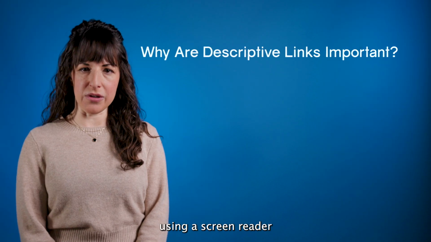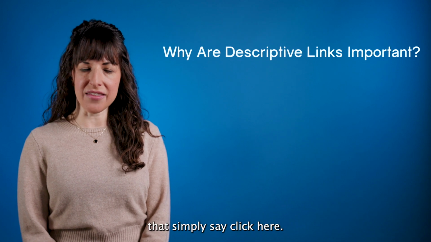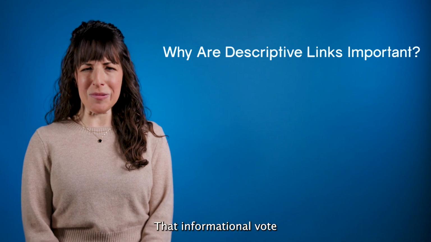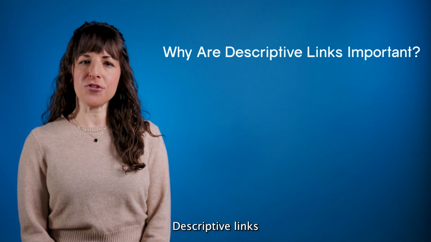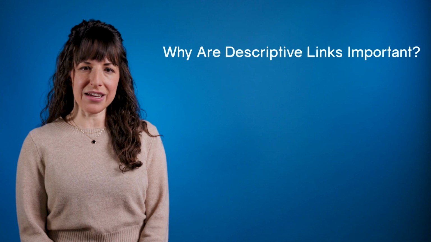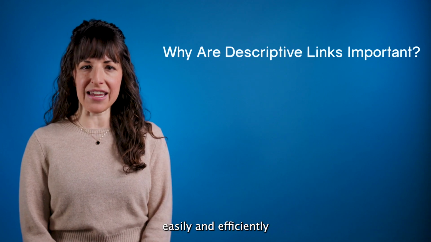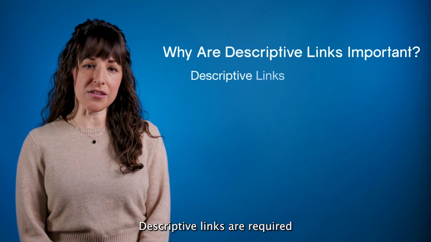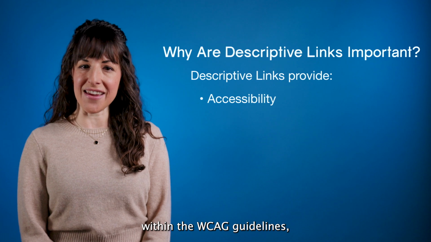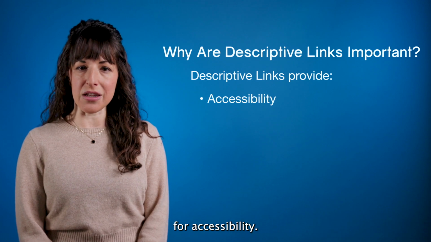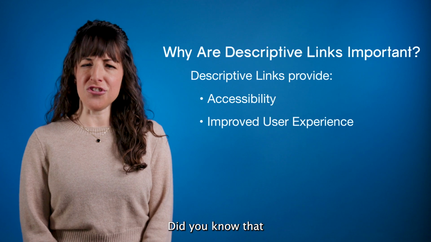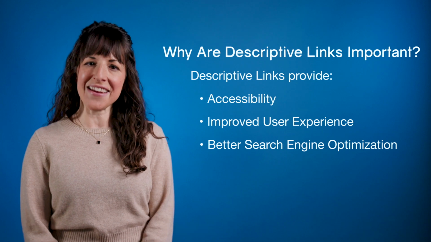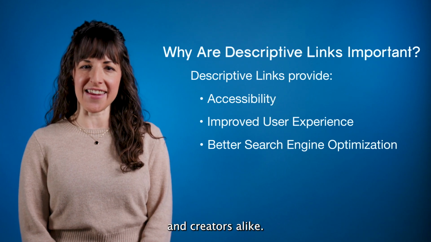Imagine using a screen reader and hearing a list of links that simply say, click here, learn more. That information alone is confusing, right? Descriptive links eliminate the guesswork, ensuring users can navigate easily and efficiently without needing any surrounding text. Descriptive links are required within the WCAG guidelines, but they aren't just good for accessibility. They're great for everyone. Did you know that making this change helps improve your search engine optimization? It's a win for users and creators alike.